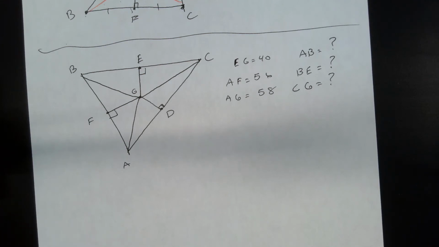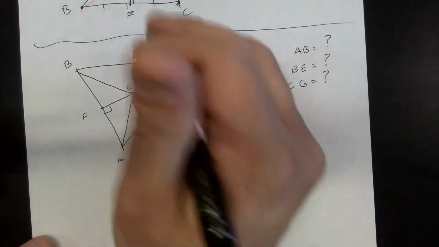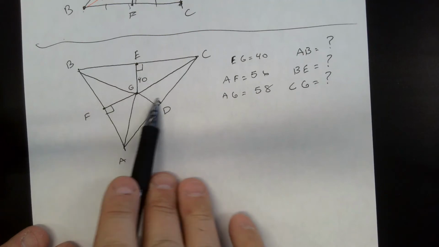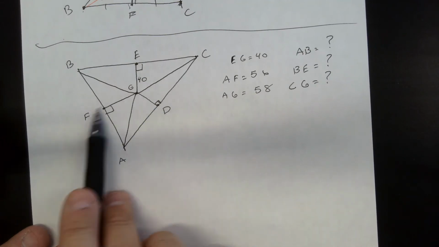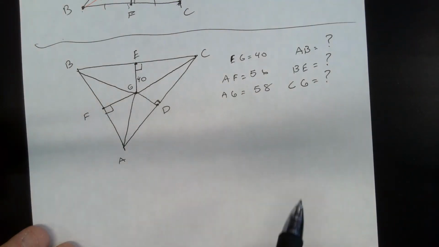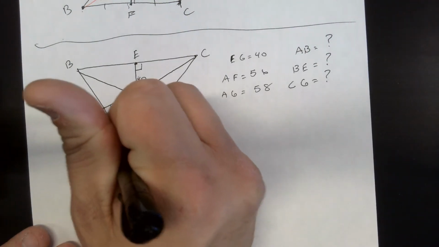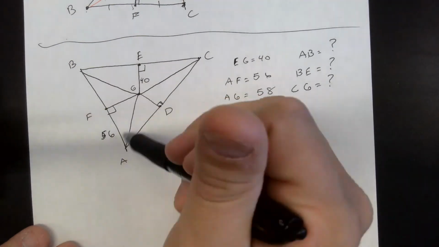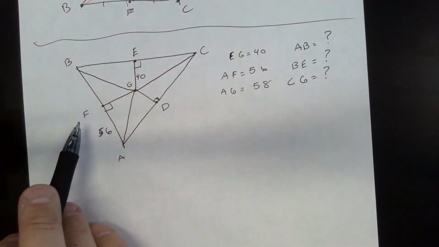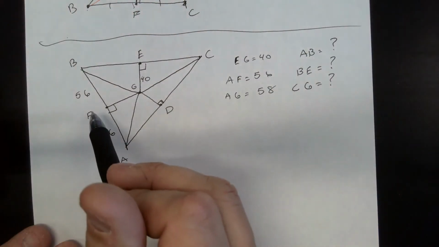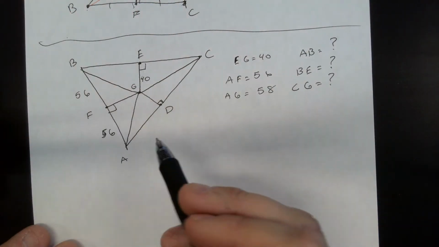Okay, so let's start going through this and think about this is circumcenter, right? So let's start going through everything we know. They tell us that EG is 40. Does that help us know anything else right off the bat? No, because FG is not the same as EG, DG is not. AF is 56. Okay, so it does help us. If this is 56, what's BF? 56. How do I know that? It's a perpendicular bisector.